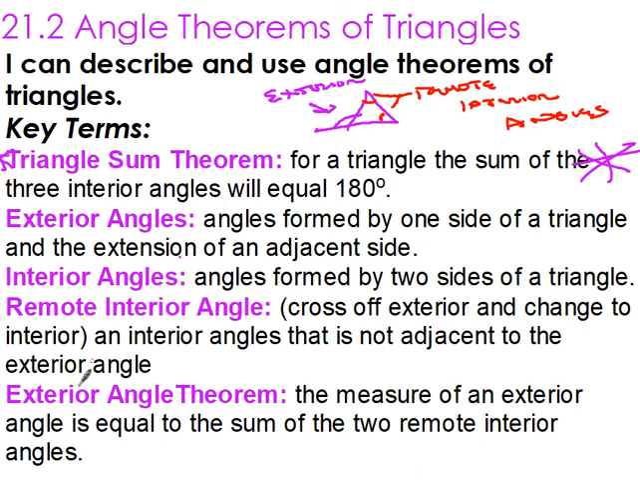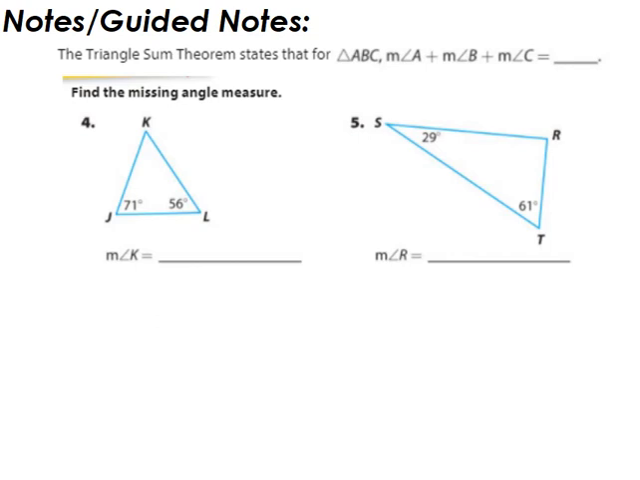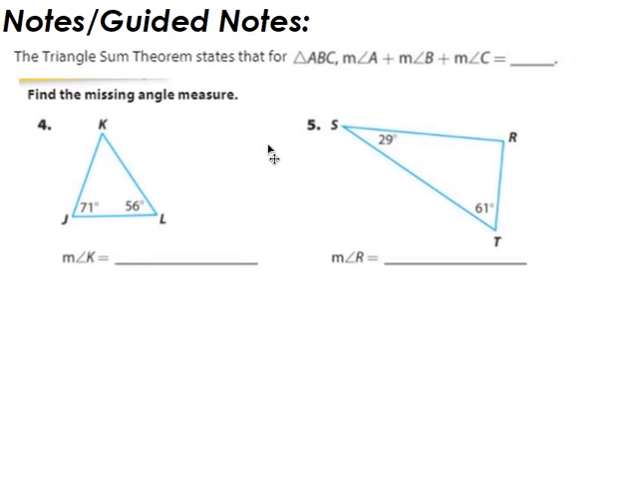The reason why that matters is because of the exterior angle theorem. The measure of an exterior angle is equal to the sum of the two remote interior angles. We'll use that in just a second. So first, we're going to look at the triangle sum theorem.